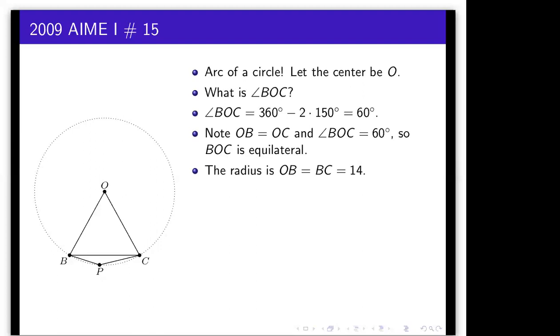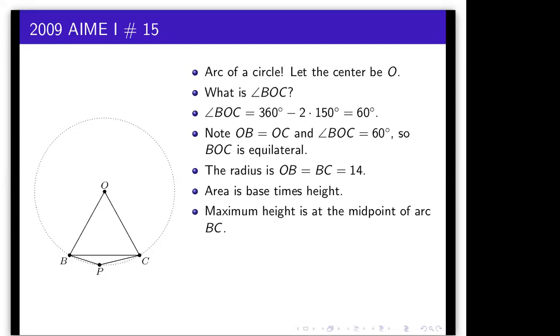Now we have a good idea of where P can lie, and we can return to the main problem, which was to find the maximum area of BPC. Does anyone have an idea of where that would be on this curve? Yeah, so we can write the area as base times height, and the base is always 14, so we just want to maximize the height.